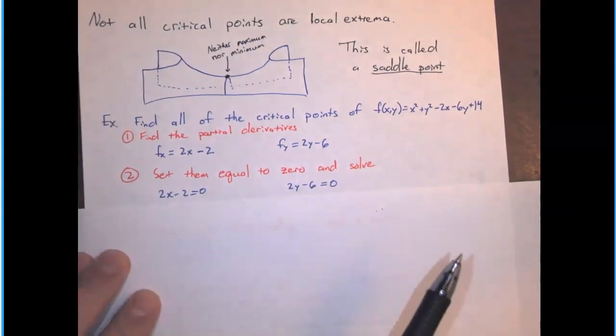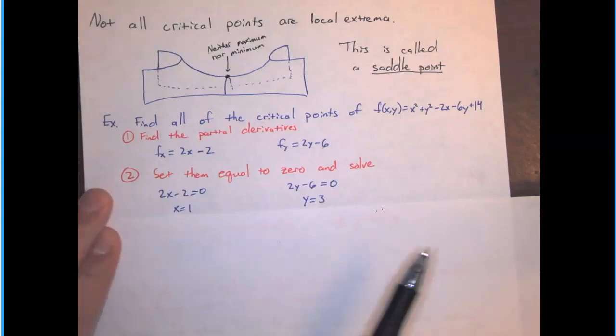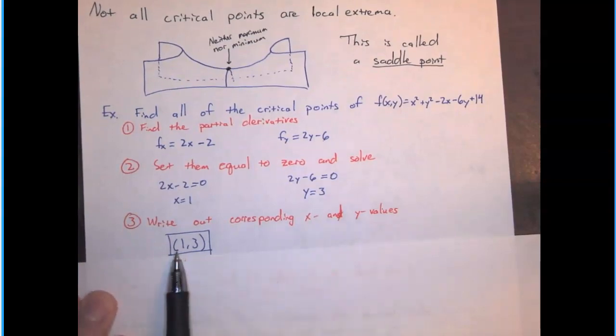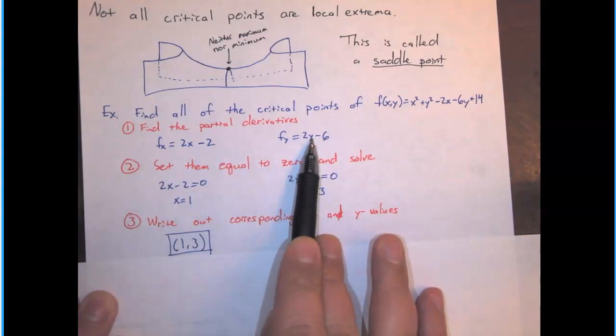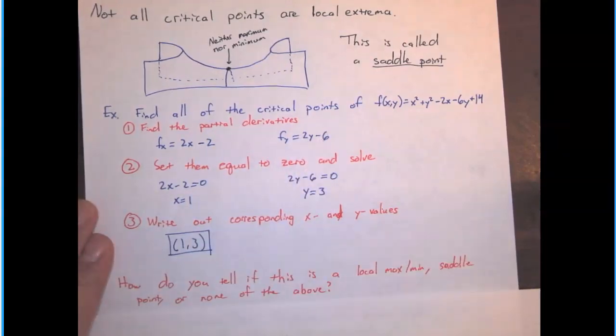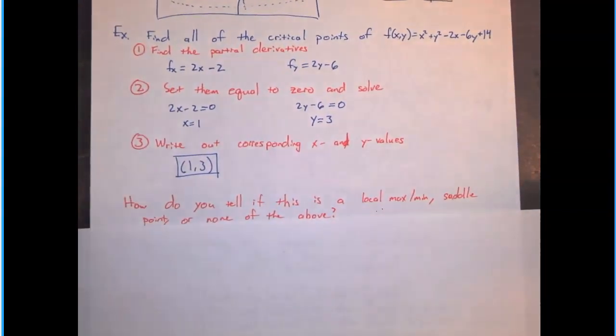If I set these equal to 0 and solve, I'm going to get x equals 1 and y equals 3. If I put these two coordinates together, I get my critical point. The point (1, 3) is a point that makes both of these partial derivatives 0, so it makes the gradient 0. Now I have this point (1, 3), but what I don't know is, is this point the location of a max or a min, or is it a saddle point? I don't know. I need more information.